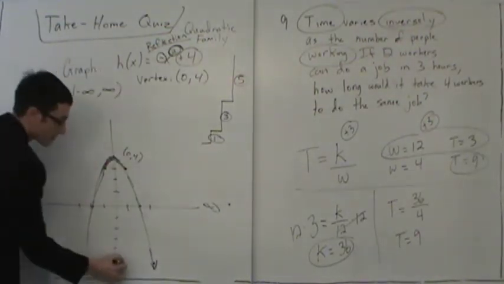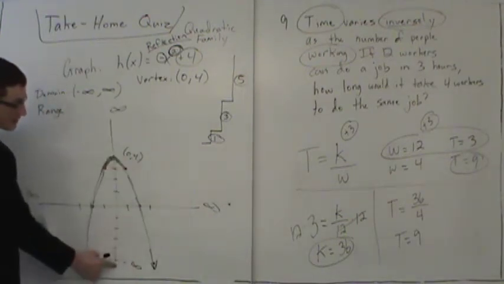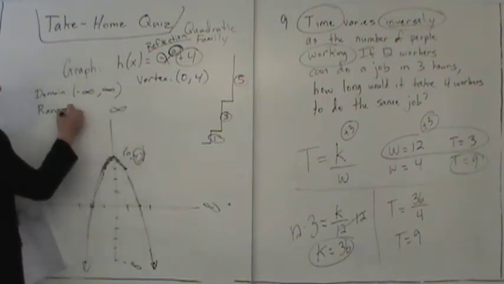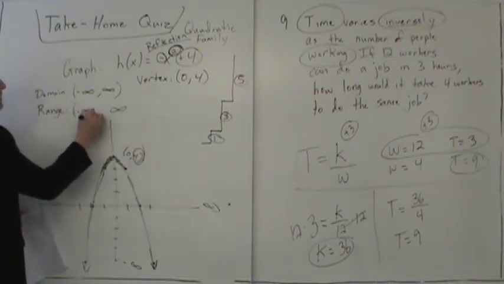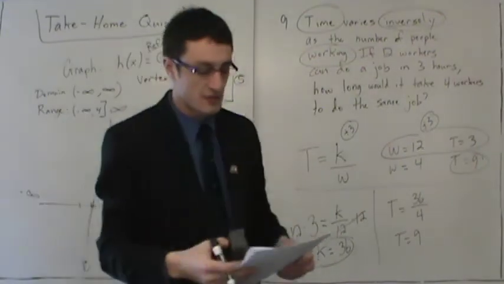Range, where do we start? We start at the bottom, negative infinity up to positive infinity. So down here, yes or no? Yes, to a height of what? Height of 4. So our range is from negative infinity up to a height of 4, including 4. All right, so that's the first part of the quiz.